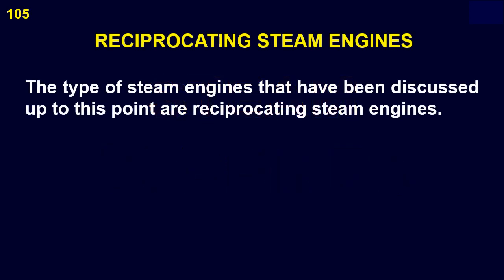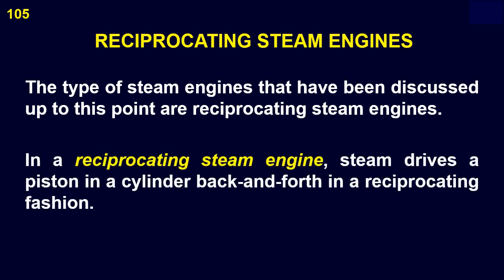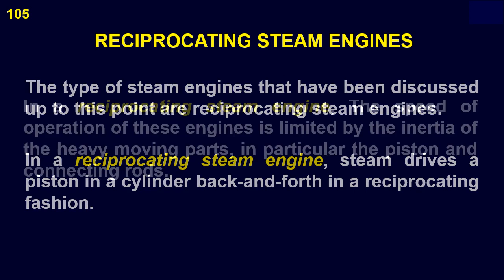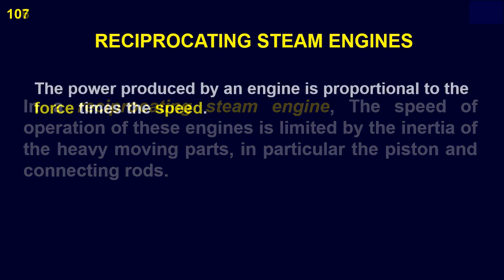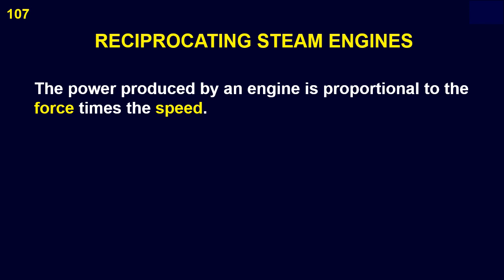The type of steam engines that have been discussed up to this point are reciprocating steam engines. In a reciprocating steam engine, steam drives a piston in a cylinder back and forth in a reciprocating fashion. The speed of operation of these engines is limited by the inertia of the heavy moving parts, in particular the piston and connecting rods. The power produced by an engine is proportional to the force times the speed.